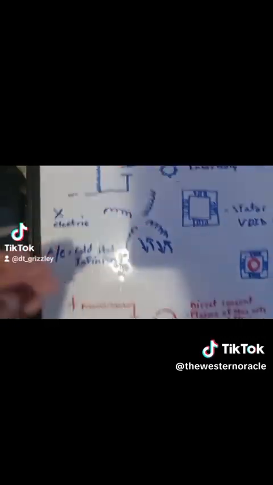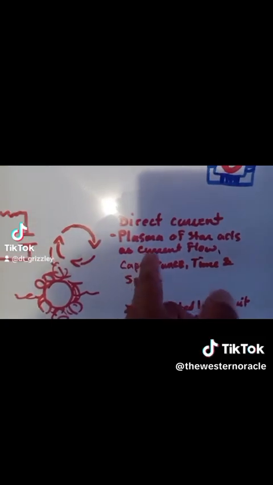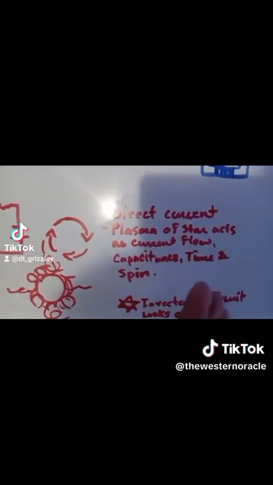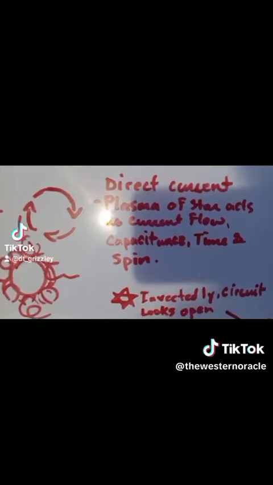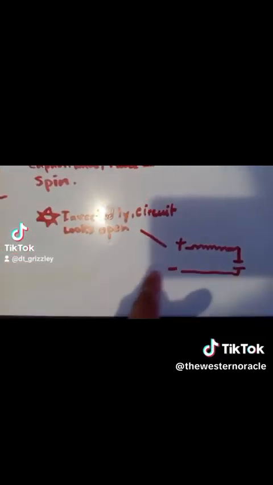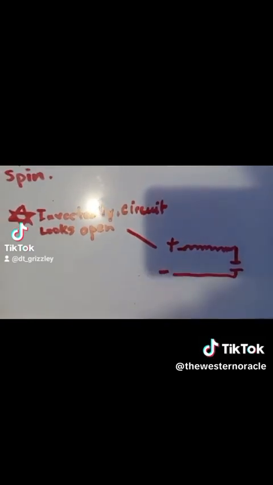Now here's the Y, nuclear. This is electrical, this is the nuclear. Hot and finite. So now we have the direct current of plasma of stars that acts as direct flow or current flow. Capacitance, time and spin. Now inversely, this circuit looks open, but it's actually closed. And this is the rotor.